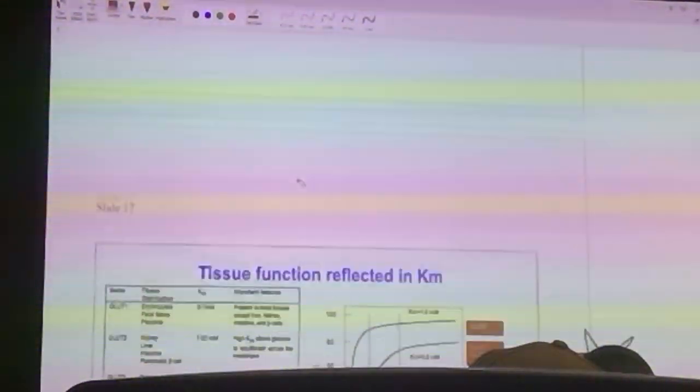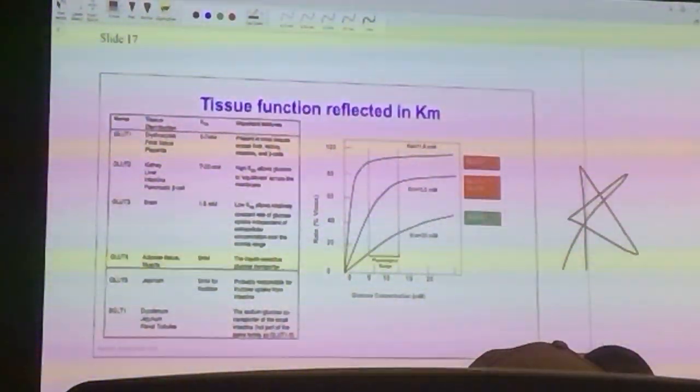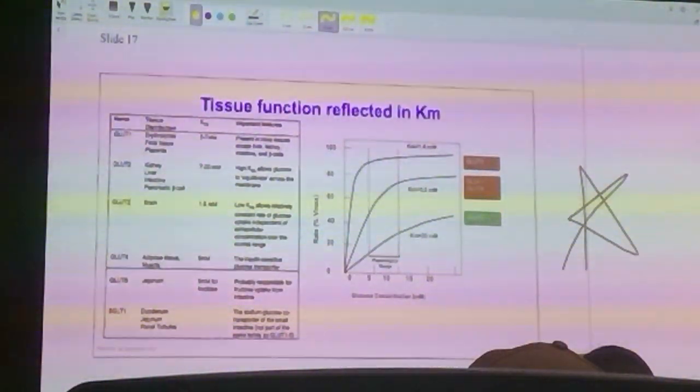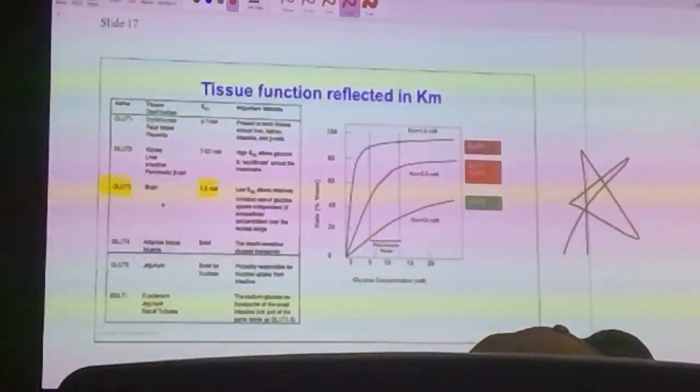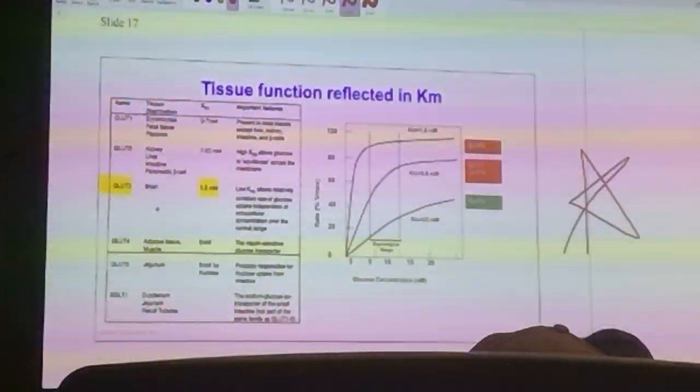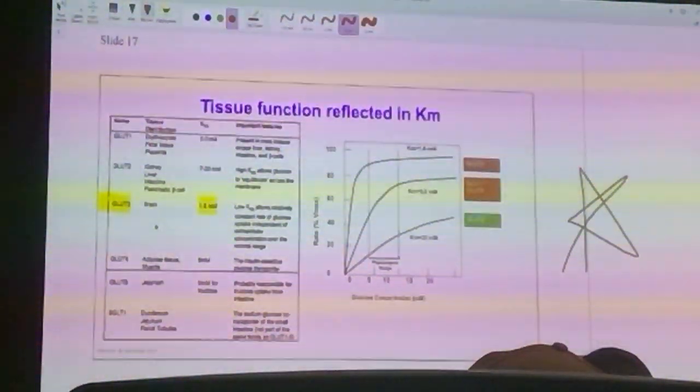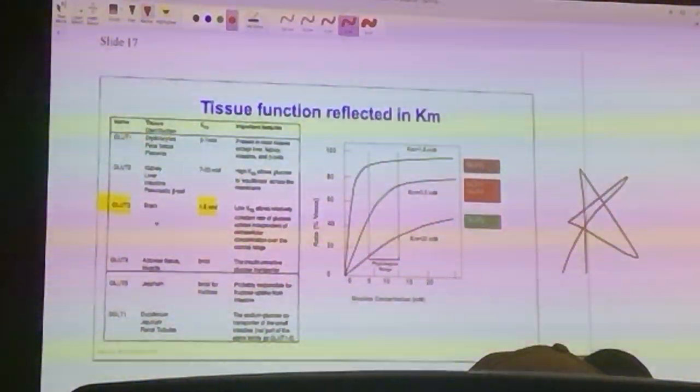Oh, and you just have to know that I believe it's group 3 that has the lowest Km because your brain has first priority for glucose. Remember, the lower the Km, the higher the affinity. So, makes sense.